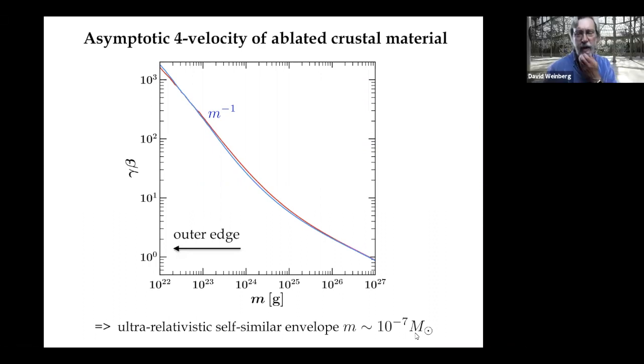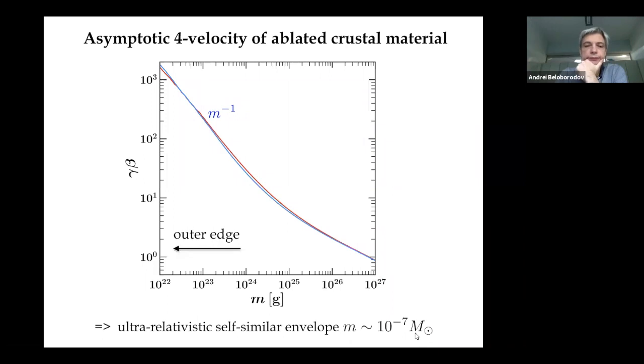Beta here is just V over C? So yes, beta is V over C, and gamma is the Lorentz factor associated with it. So gamma beta is the full velocity.